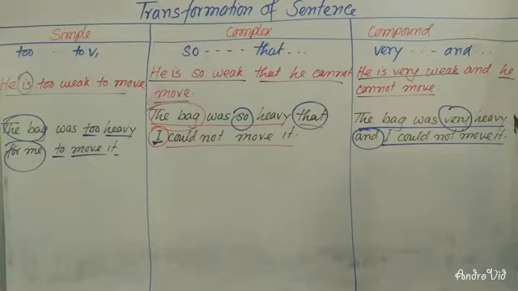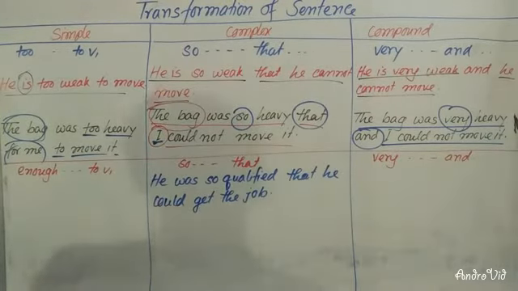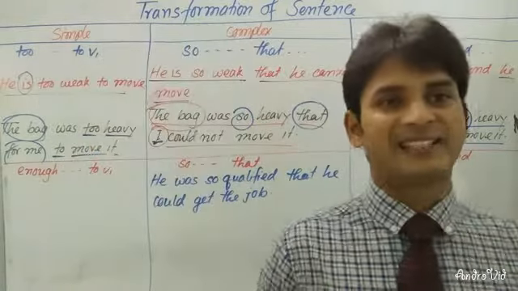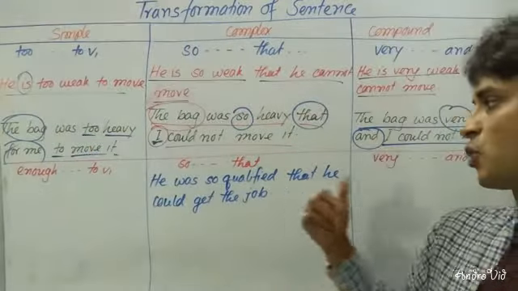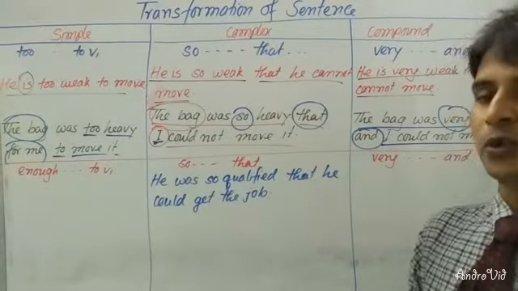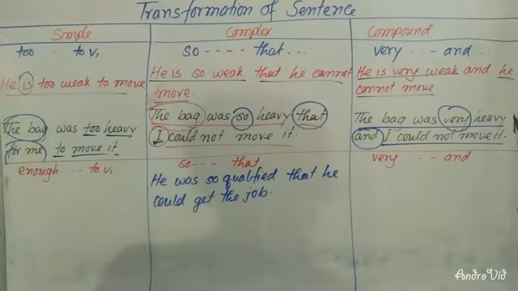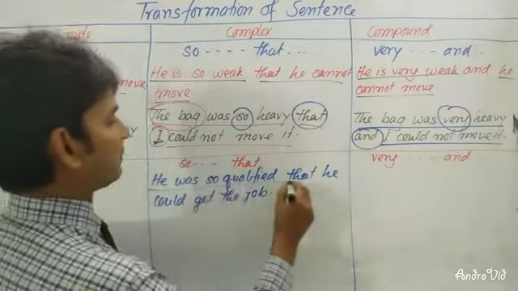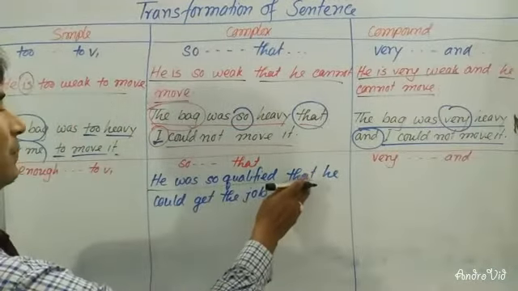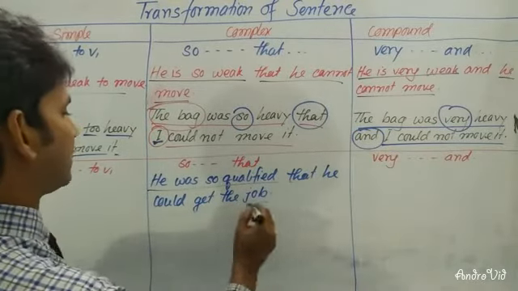So now I'm going to make you understand other rules. So dear learners, be attentive and look at the board very carefully. On the board you can see the sentence: he was so qualified that he could get the job. There are two clauses. One is called the principal clause and another is the subordinate clause. Here, he was so qualified is the principal clause, and that he could get the job is the subordinate clause.